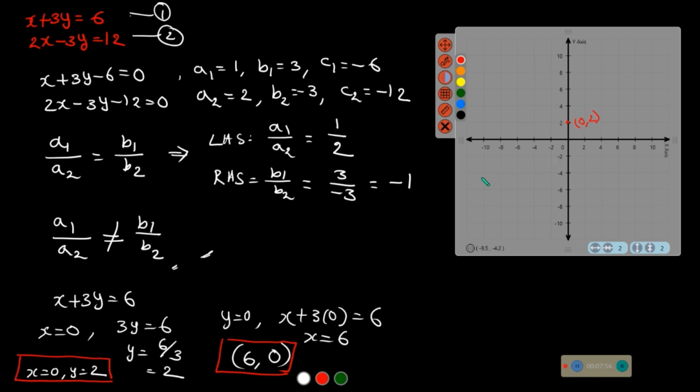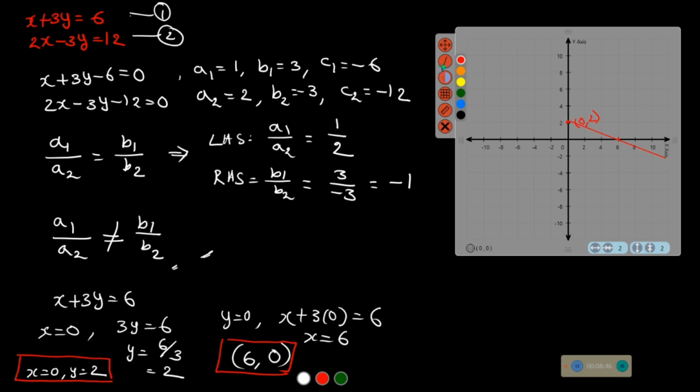Okay, let's take another point. When x is equal to 6, y is 0. Y is this, and then x is equal to 6. These 2 points are sufficient to draw a line. Then draw a line passing through these 2 points. This is the line, right? So this is the one line.